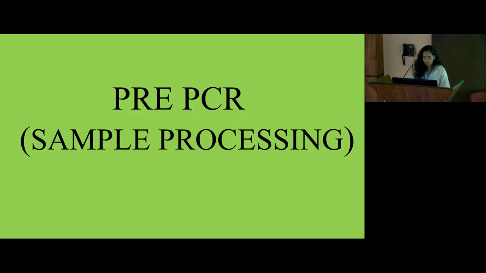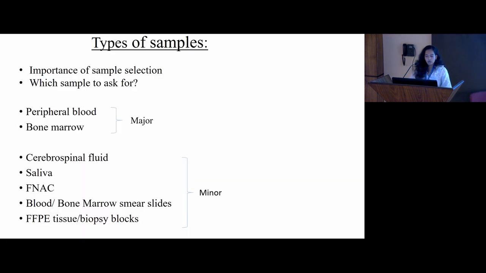Here we usually process the samples. Now, the types of samples that we receive in our laboratory: as our laboratory deals majorly with hematolymphoid malignancies, the major load of our samples are peripheral blood and bone marrow samples. But in minor quantities we also receive CSF samples, saliva, FNAC samples, blood and bone marrow smear slides, and sometimes biopsy tissue blocks as well.